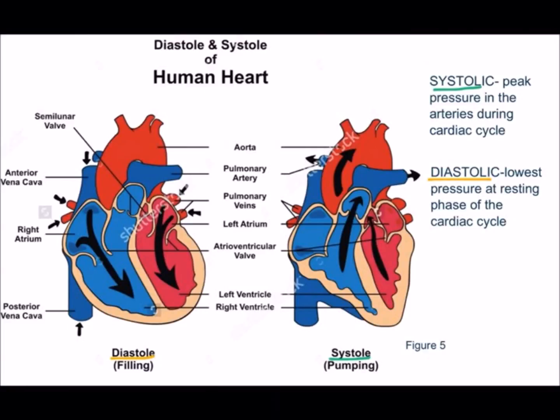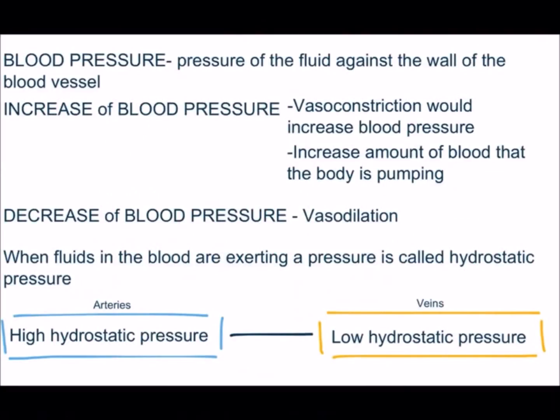Blood pressure can be defined as pressure of the fluid against the wall of the blood vessel. During vasoconstriction, the blood vessel will contract and cause the lumen to decrease in size and therefore increase the blood pressure. During vasodilation, the blood vessel will relax and this will expand the lumen and therefore decrease the blood pressure. And the name given to this pressure is called hydrostatic pressure.